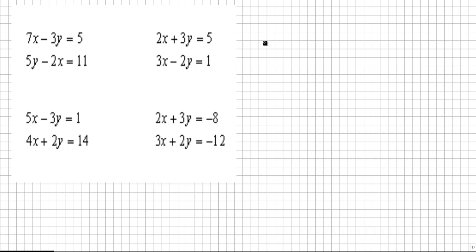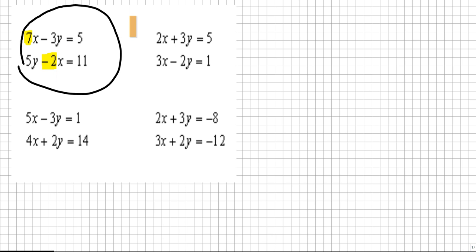Let's have a look at these simultaneous equations and let's see if we can balance the coefficients so we can use the elimination method. Let's start with this one and look at the coefficients. In front of the x value we have 7 or plus 7, and in this one it's minus 2. Don't forget the minus sign. The coefficient is not 2, it's minus 2.